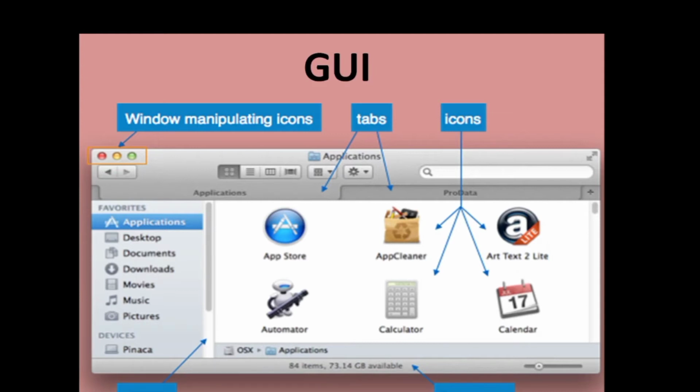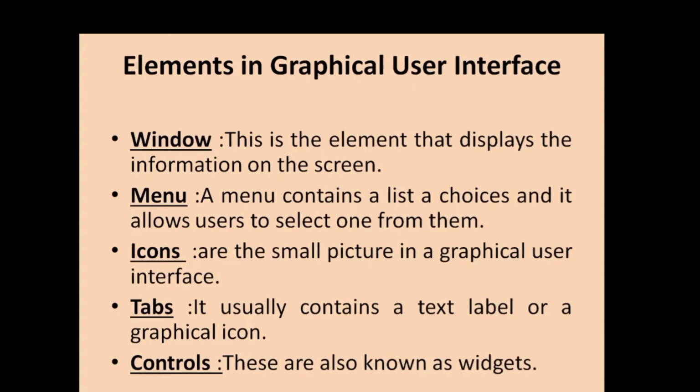Okay. Now, the next topic that we are going to discuss is the elements of the GUI environment. Here are some basic elements of the GUI environment. Number four is the window screen. This is the element that displays the information on the screen. Basically, the screen that you open on your computer system is the element that shows the information.